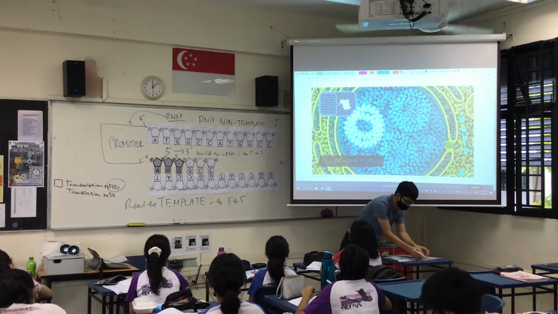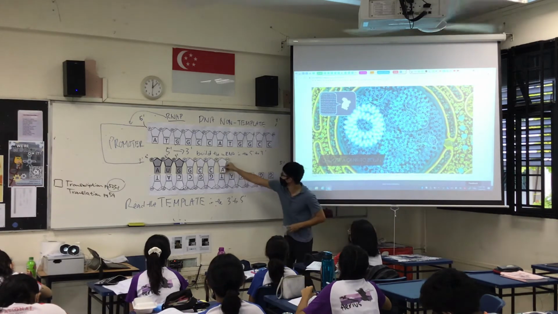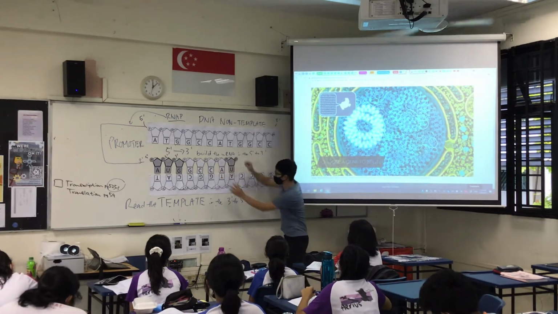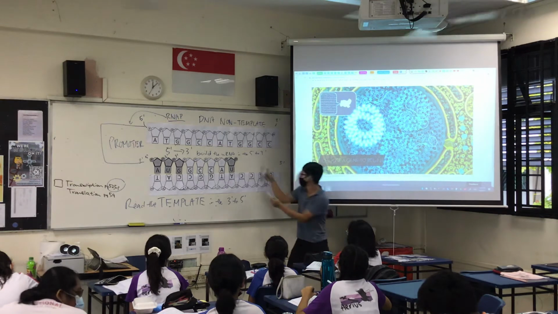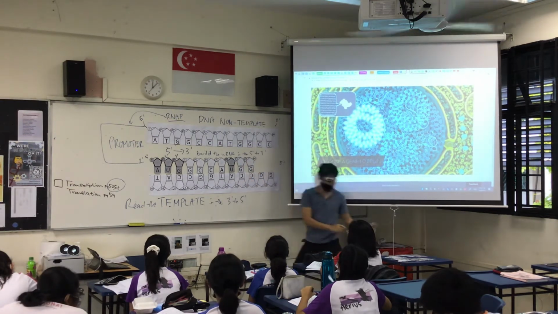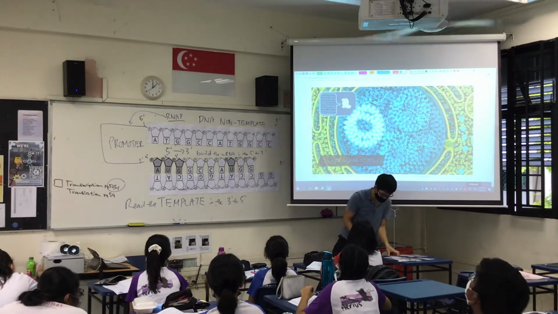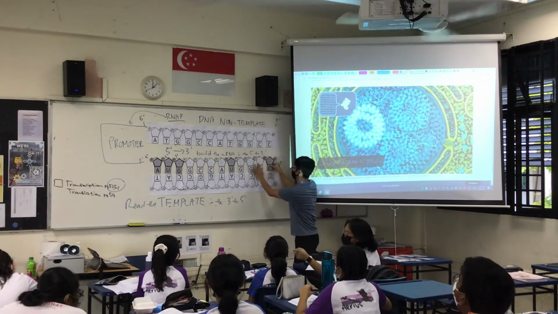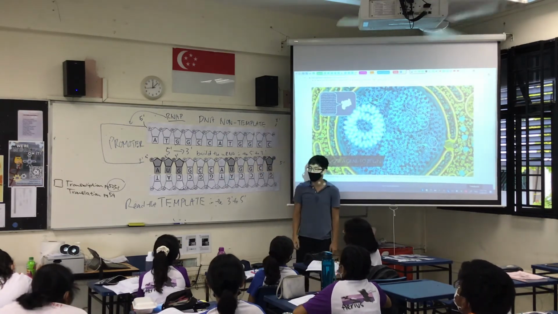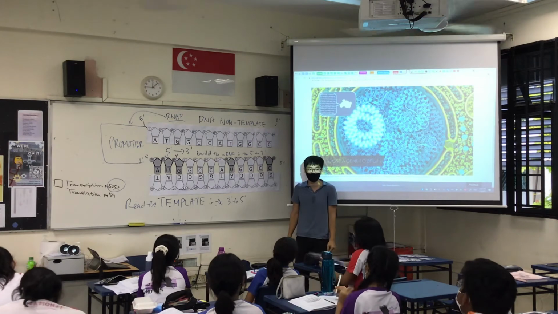A, U, okay, A, U, G, G, C, C. Okay, C, C. Okay, done. Very good. I created mRNA, right?